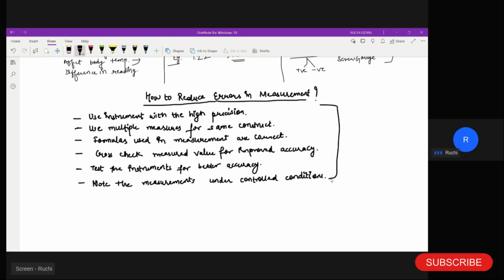Correct. Last is note the measurements under controlled conditions. So you can say that if we are measuring the values, the errors can be minimized, right? So these are some types of errors we have studied.